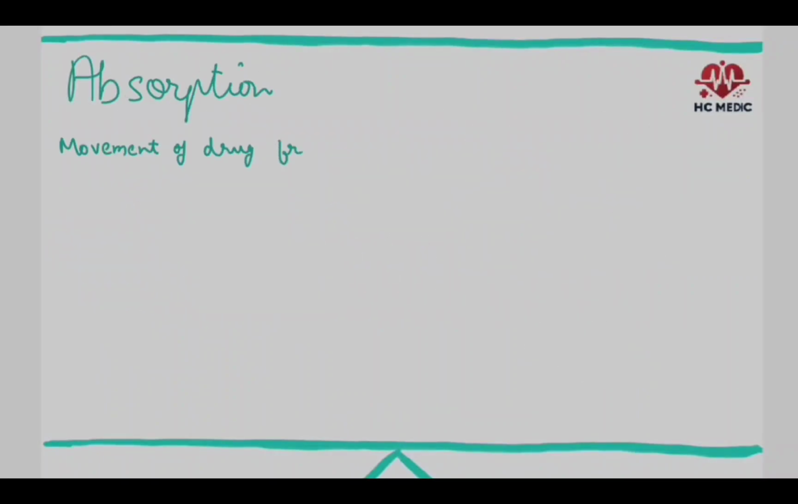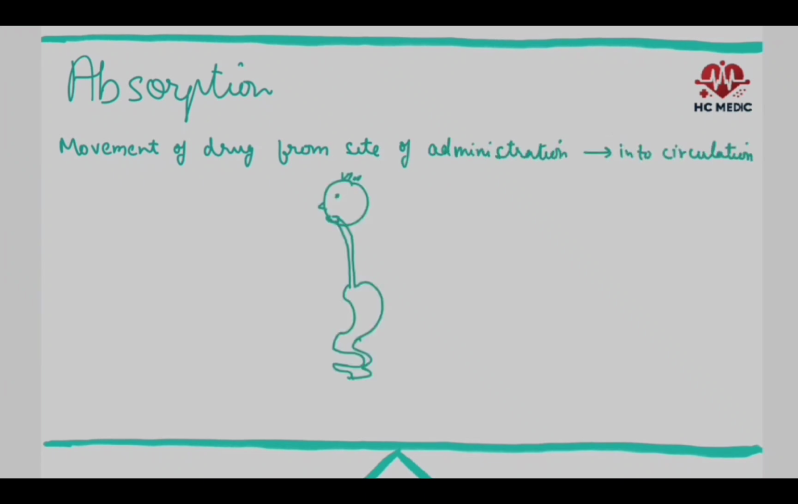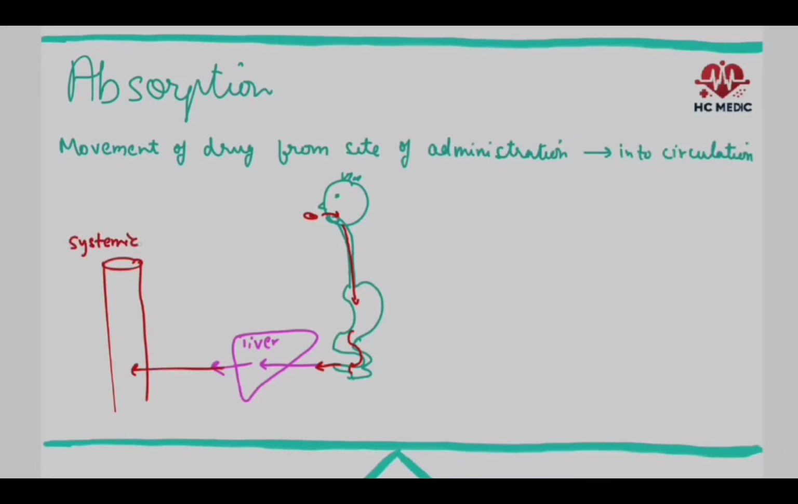It is the movement of drug from site of administration to the systemic circulation. Let's take example of oral route, which is the most common route. We take the drug by mouth, then it enters stomach, then intestine, then it goes to the liver, and then into the systemic circulation, that is the blood vessels. And here in between, in the liver, there is first pass metabolism.